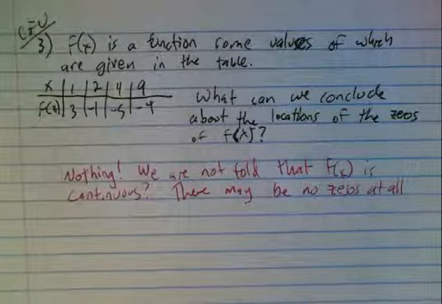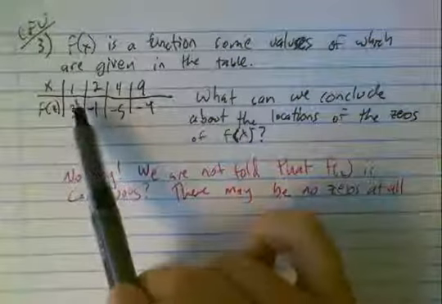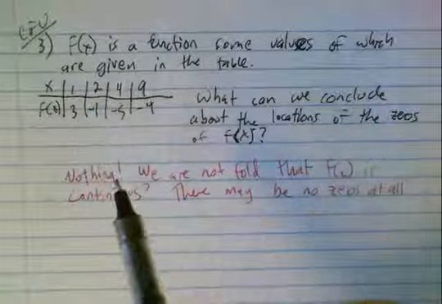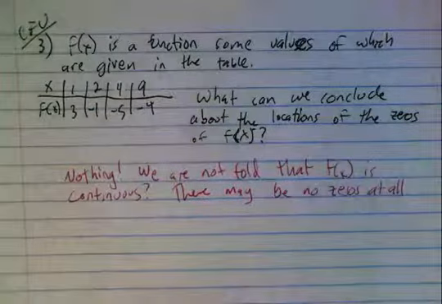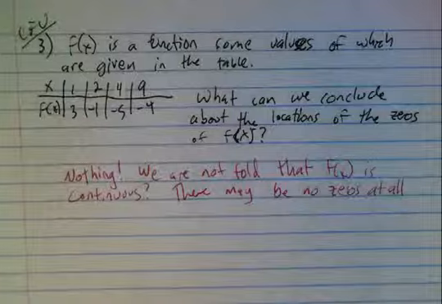If we were told that it was continuous, then we would be able to conclude that there is a 0 between x equals 1 and x equals 2 because there's a change in f of x from positive to negative here. But if we're not told it's continuous, nada, nothing.